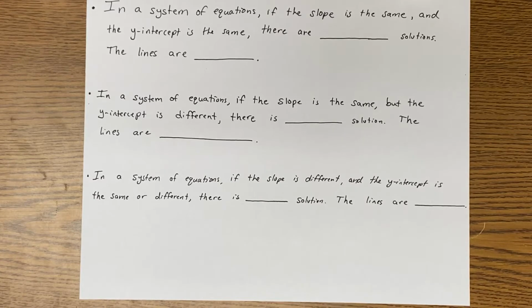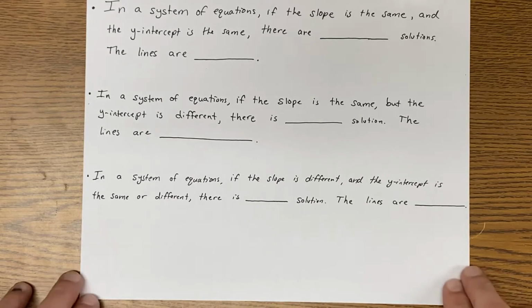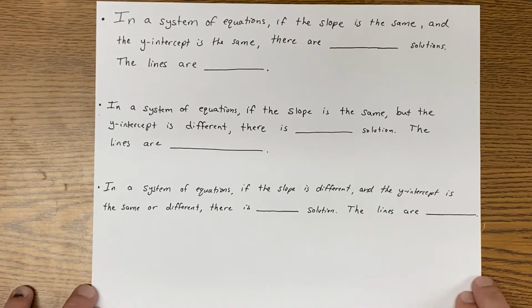So what these bullet points are going to do is they're going to ask us some questions, or there's some statements that will help us figure out how to identify the solution of the system when both equations are written in slope-intercept form. So the first bullet says, in a system of equations, if the slope is the same in both equations and the y-intercept is the same, there are blank solutions. The lines are blank.